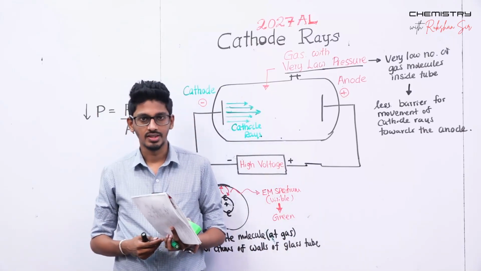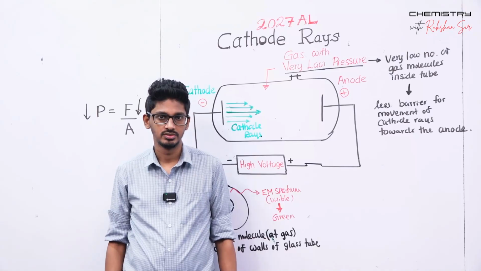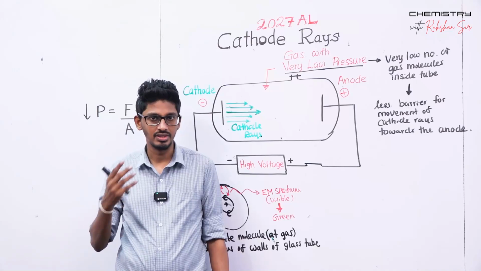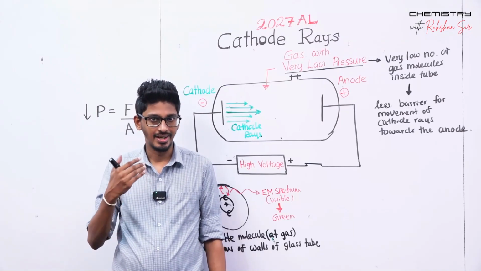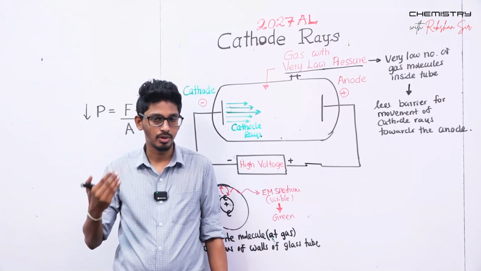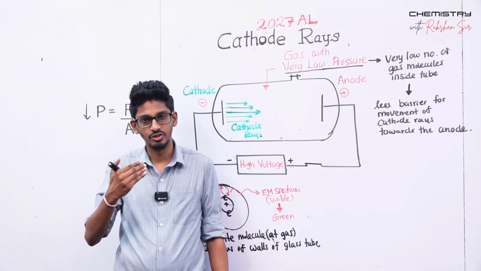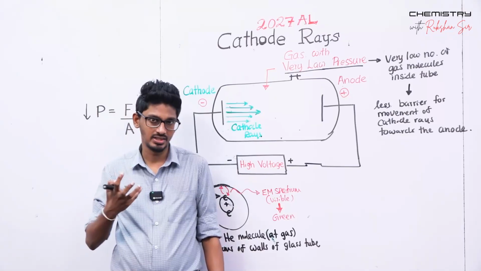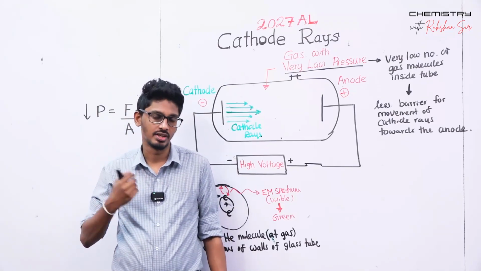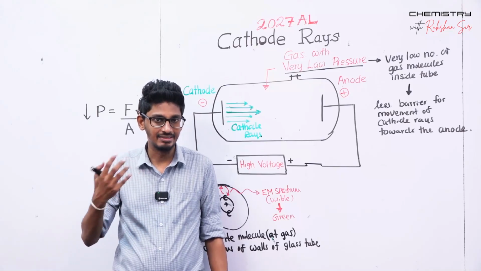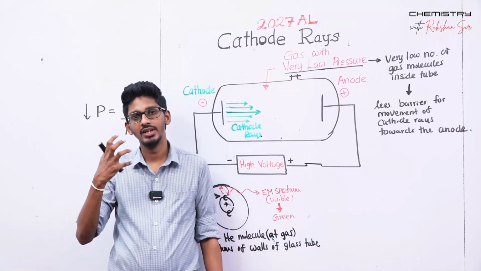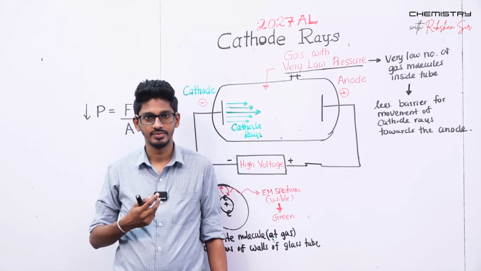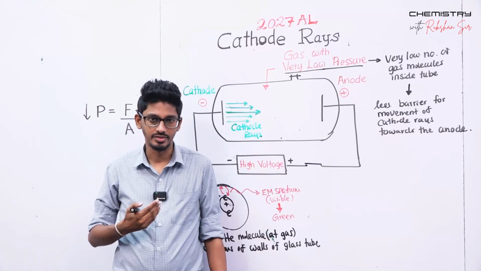Let's discuss the properties of cathode rays now. We have come across a few properties with the video as well. You have seen, you have heard about the three main properties. Cathode rays travel in straight lines, cathode rays have momentum and kinetic energy, and cathode rays are negatively charged.